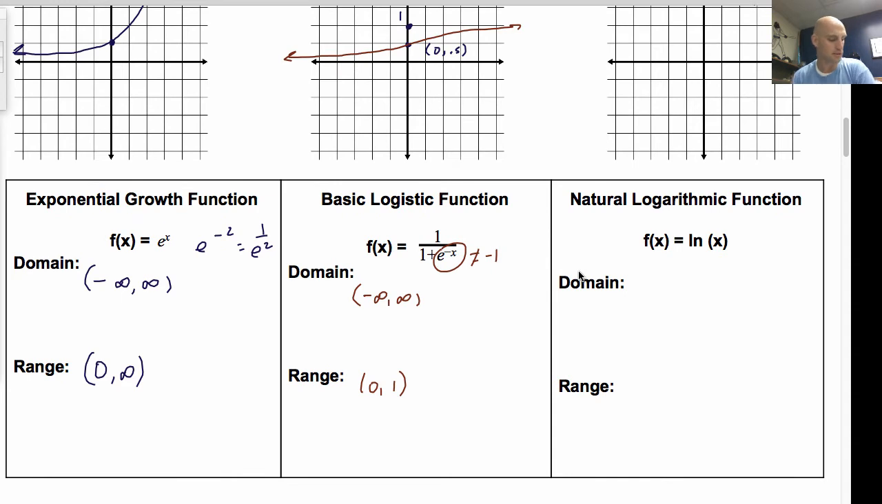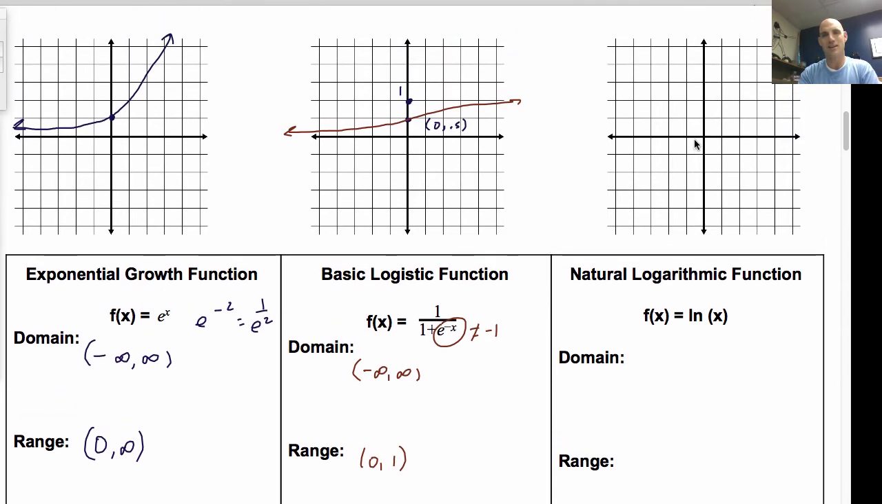Natural logarithmic function. It looks like this. It's the natural log of x, and like I said, you can graph these. If you graph these, then you could see for yourself exactly what's going on. I'm just explaining it to you. And so this is going to go through 1 here. It's going to look like this.